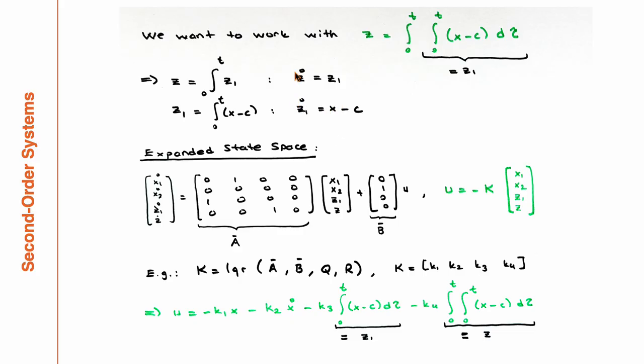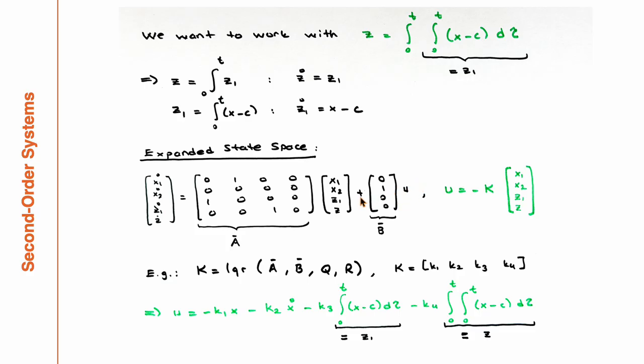And now you have 2 ordinary differential equations. Remember, your system was second order, so you have x1 dot equals x2, x2 dot equals 0, 0, 0, u, but now you need to include z dot and z1 dot states in your state space. So when you use integrals, you need to look at not only the state space of your system, but your expanded state space. So z1 dot becomes x, which is x1, minus c, which is not included here.